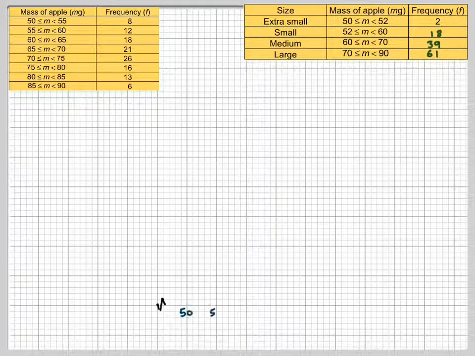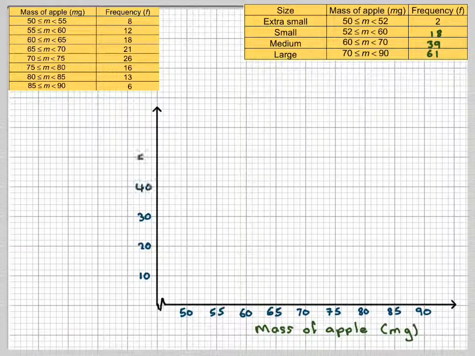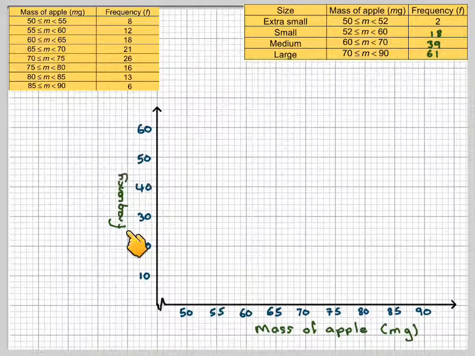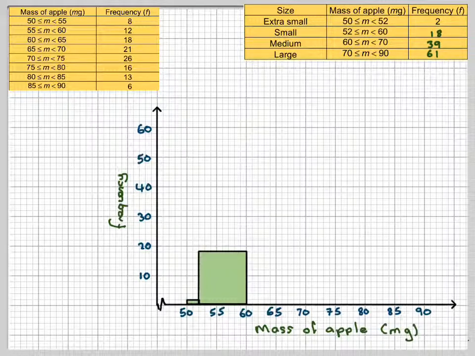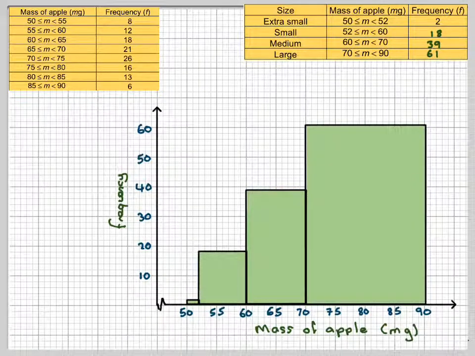If we draw a frequency diagram, we do the same thing here. Mass of the apples, and here we have the frequency. If we draw a frequency diagram, the first one will only be a height of 2. Pay attention to the scale. The next one will be a height of 18, 39, and then 61. Obviously, this looks very distorted. In fact, it's what's called negatively skewed.